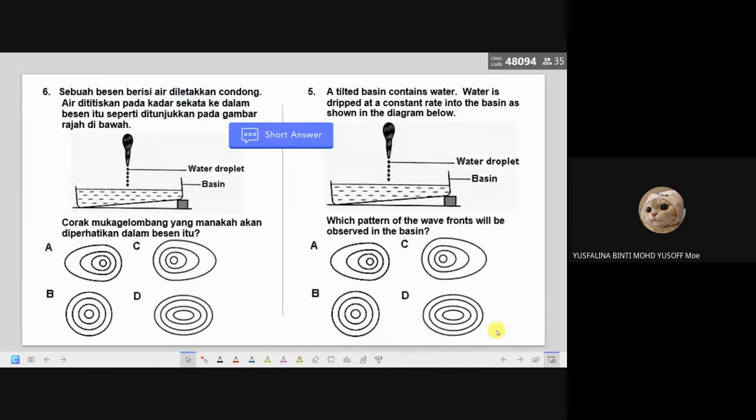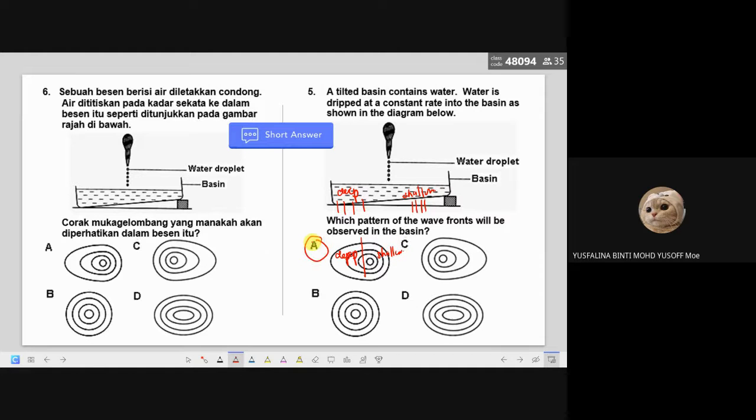For this one, you can see this is a deep part, and this one is the shallow part. At the deep part, the wavelength should be bigger. It should be further from each other compared with the shallow part. So the wavelength is bigger here, so the answer should be A, right? This is actually the deep part, and this one is the shallow part. So the answer is A.